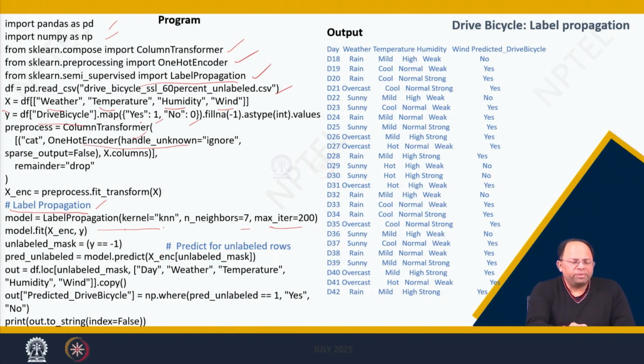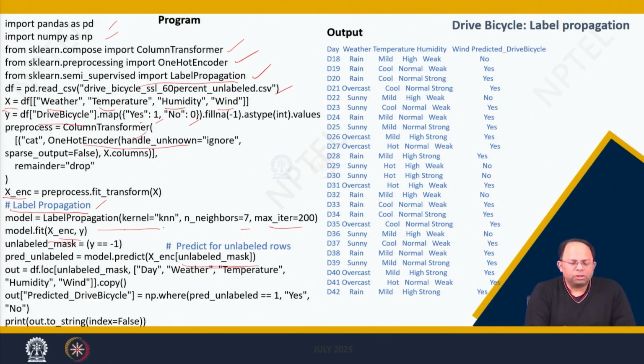So then we do the model fit where X_enc, that is, after pre-processing of the data that we have put over here, it becomes X_enc. Now it is put inside the model. And once the model is fitted to that, with the unlabeled mask given as y equal to -1, we can do the prediction of the unlabeled. And that is what is being done over here. model.predict(X_enc[unlabeled_mask]). So only for the unlabeled data, those would be predicted, right?